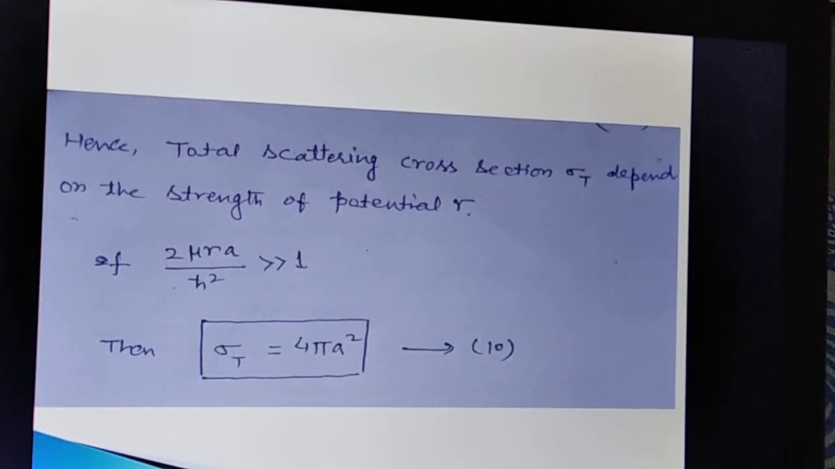Hence, the total scattering cross section sigma t depends on the strength of potential gamma. If anyhow 2 mu gamma a over h cross square is much greater than 1, then from equation 9 we have sigma t equal to 4 pi a square. So this is the total scattering cross section for the potential, sigma t equal to 4 pi a square, by using partial wave analysis.